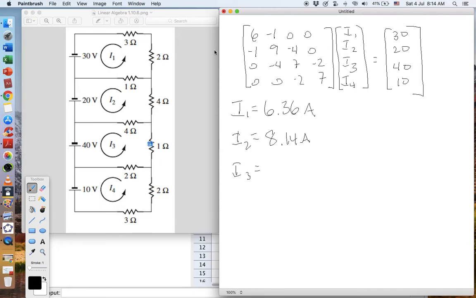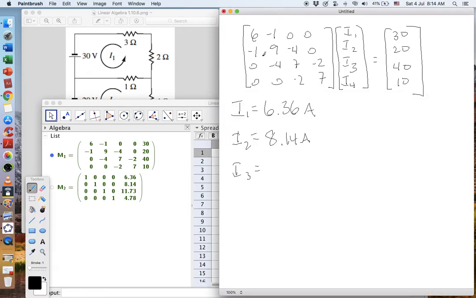And then the I matrix is unknown. And finally, the V matrix, or the V vector. These are all moving across the battery terminals in a positive direction, so we have all positive numbers here. Plug that into the algebra. Tell the computer to reduce row echelon form, and we get the answers. Voila.